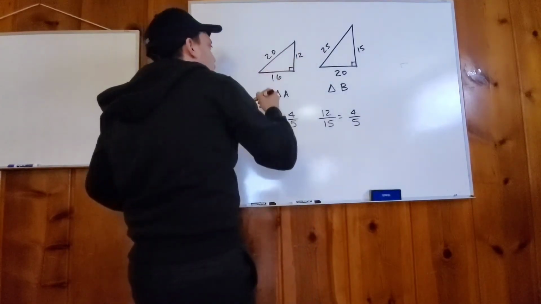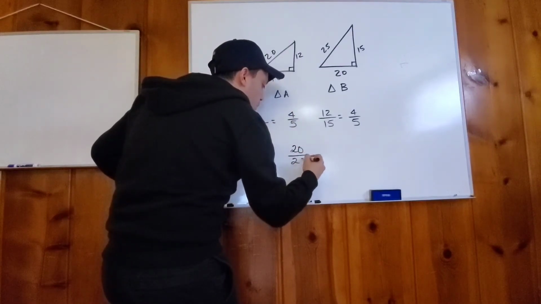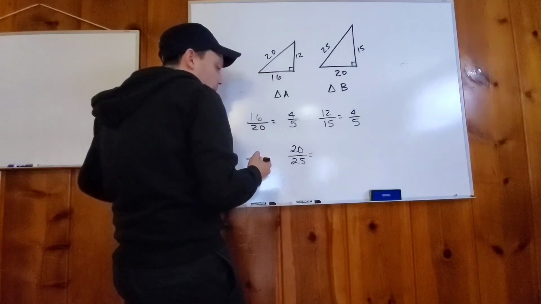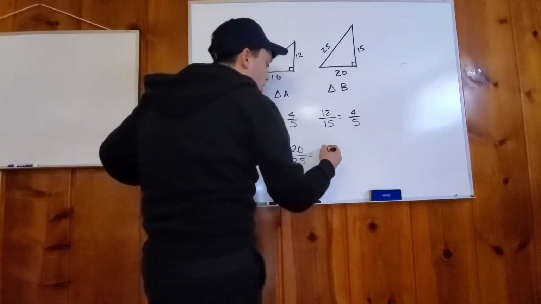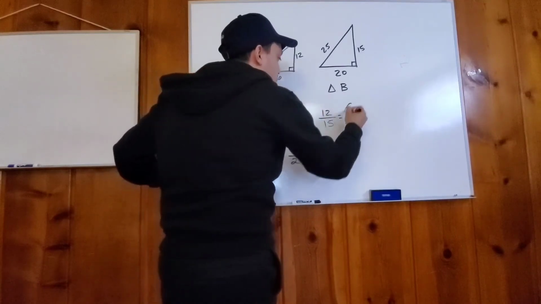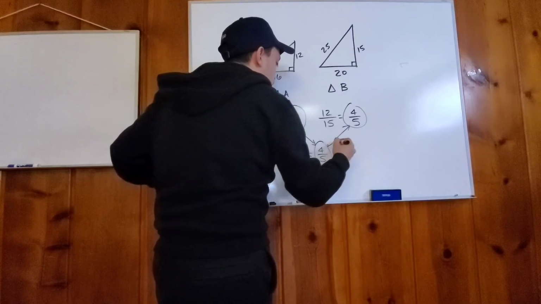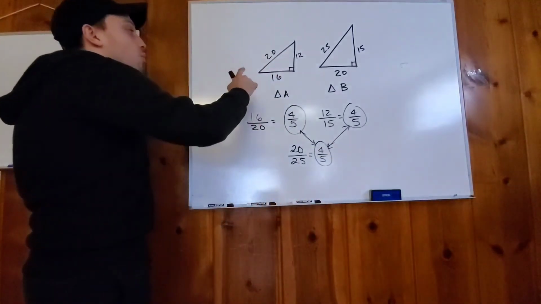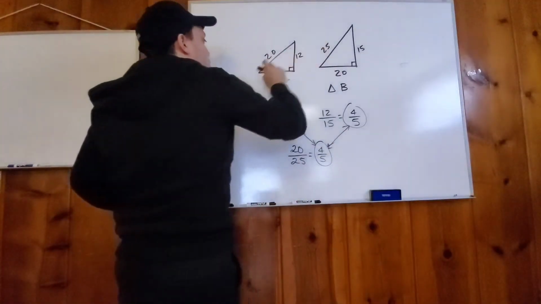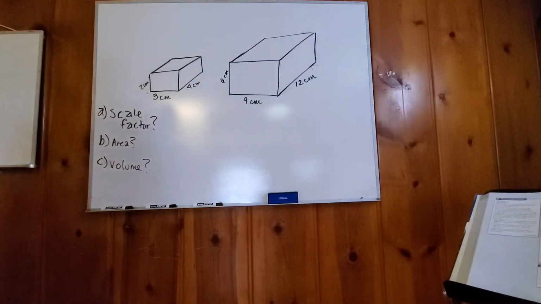Oh, okay. What about the last one then? Let's try it with the last one. 20 over 25. What if we divide by 5? Well, it's going to be 4 over 5. Look at that. The scale factor will always be the same. And so the scale factor for these similar triangles is going to be 4/5.